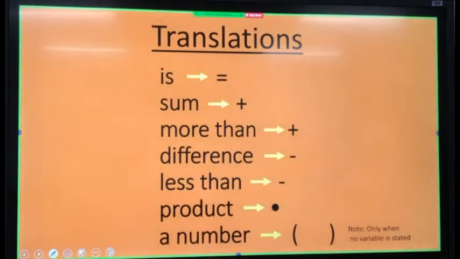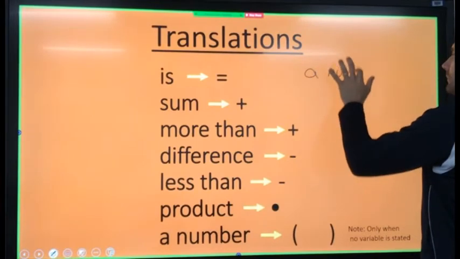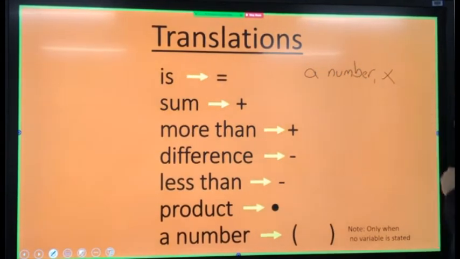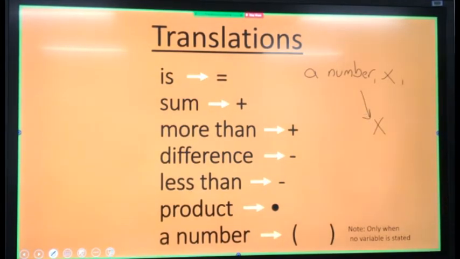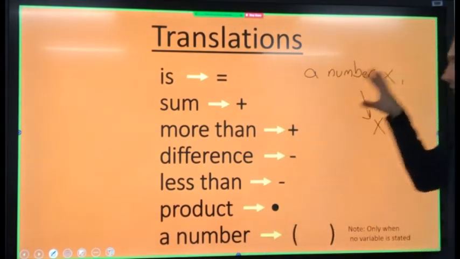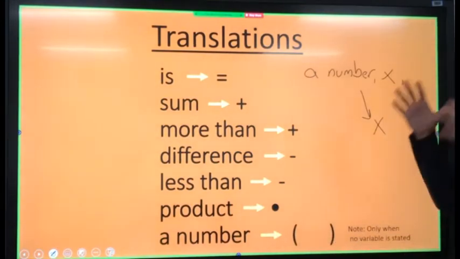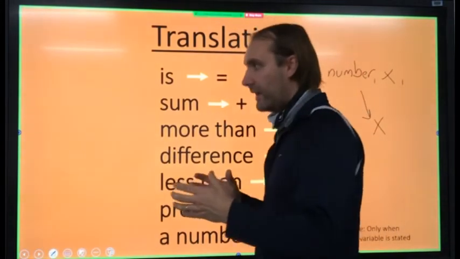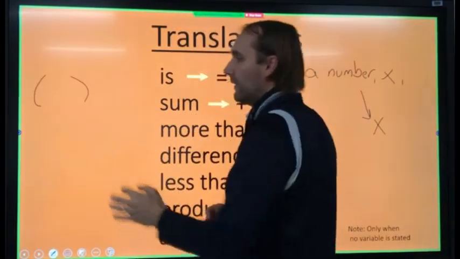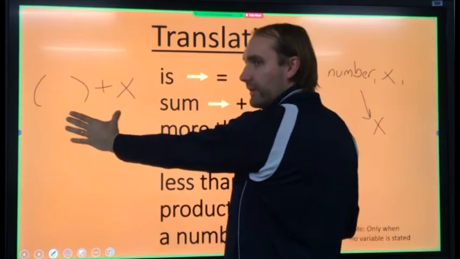And there's two ways it's going to set up. If you see it set up as a number, comma x, well then it tells you what that number is. That number is x. But if it doesn't, if it just says a number and doesn't give you any variable associated with that number, then it translates to parentheses. So if I have a number and I'm adding it to a second number, where that second number is x, what I mean is I have a number, I am adding it to a second number where that second number is x. It should look like this.